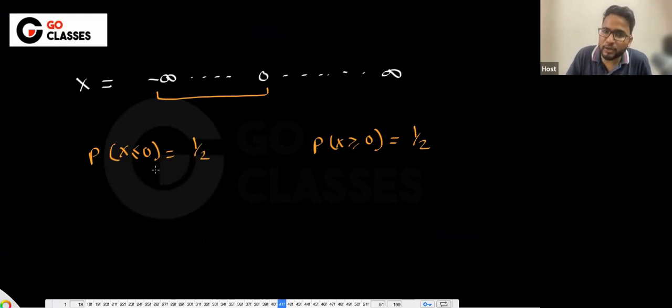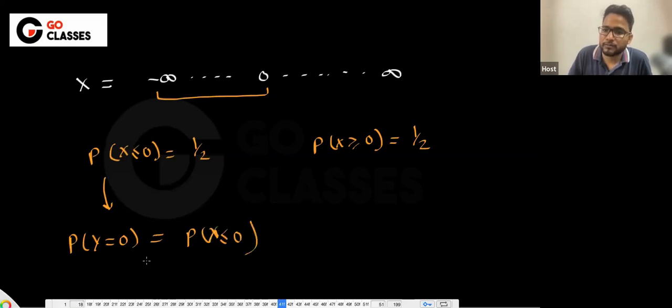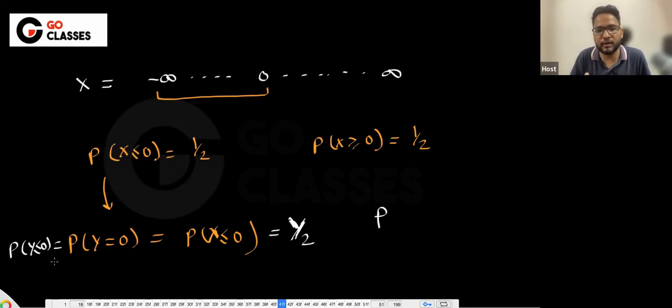Now, whenever X is less than or equal to 0, can you tell me what is Y? The probability of Y being 0 is the same as the probability of X less than or equal to 0, because whenever X is less than or equal to 0, Y is actually 0. That means it is also 1 by 2. Now, what is the probability that Y is less than or equal to 0? Actually, Y cannot be less than 0, but I can write Y less than or equal to 0 just for the sake of writing, because it means Y equals 0.